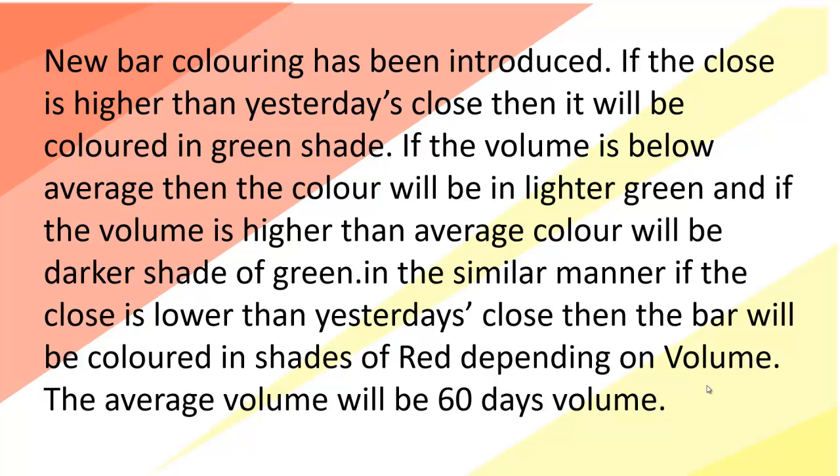In this scheme, if the close is higher than yesterday's close, then it will be colored in a green shade. If the volume is below the average, the color will be in lighter green, and if the volume is higher than the average, the color will be in the dark shade of green. In a similar manner, if the close is lower than yesterday's close, then the bar will be colored in shades of red depending on the volume. The average is calculated as the last 60 days average volume.